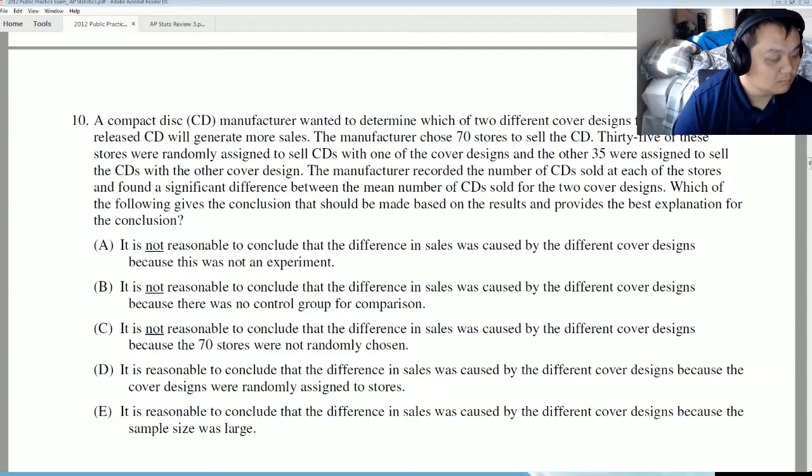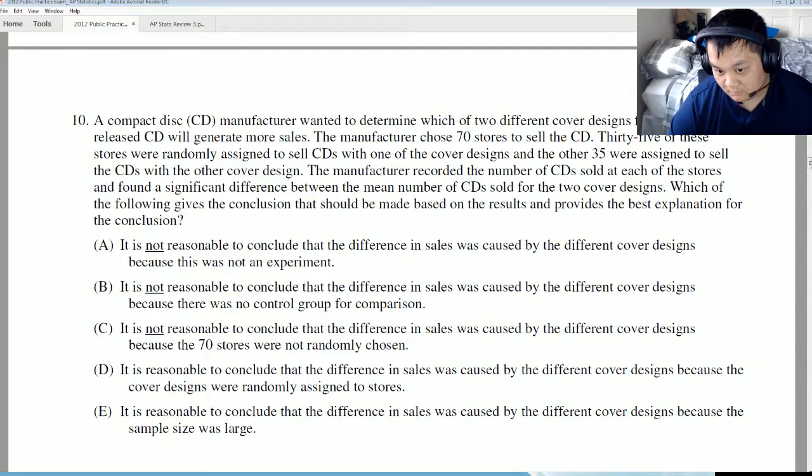I think it's reasonable to conclude... Why? So D or E? So what is more correct, D or E? I'll say D. Why is it not E? Because the sample size was large. Why is it not E?